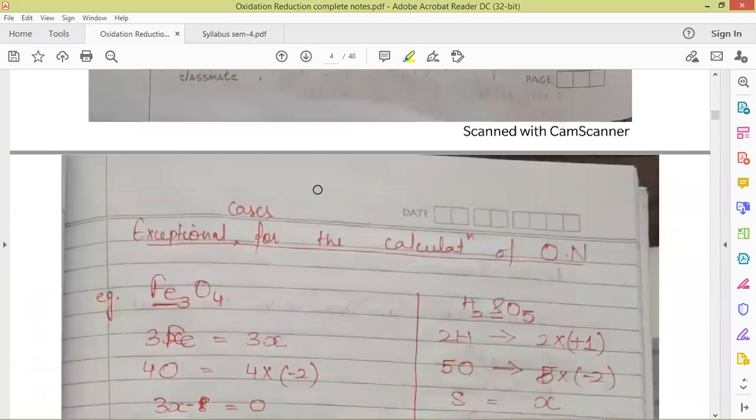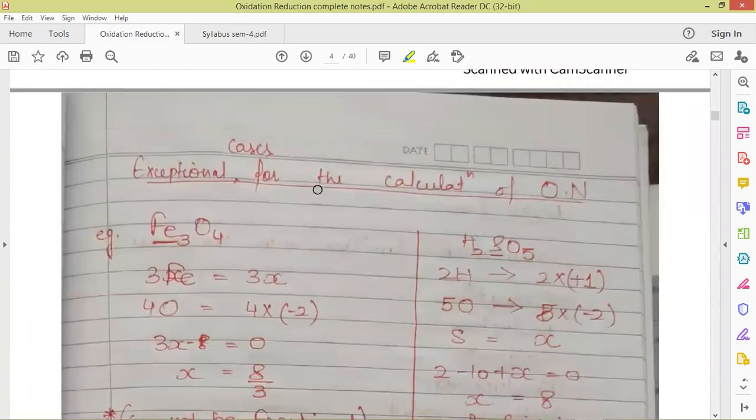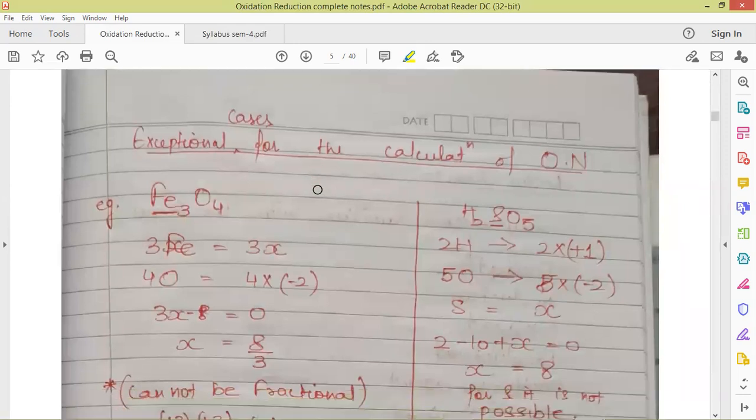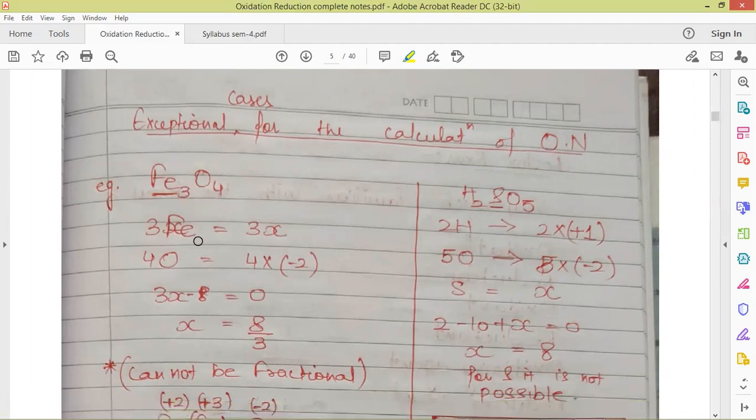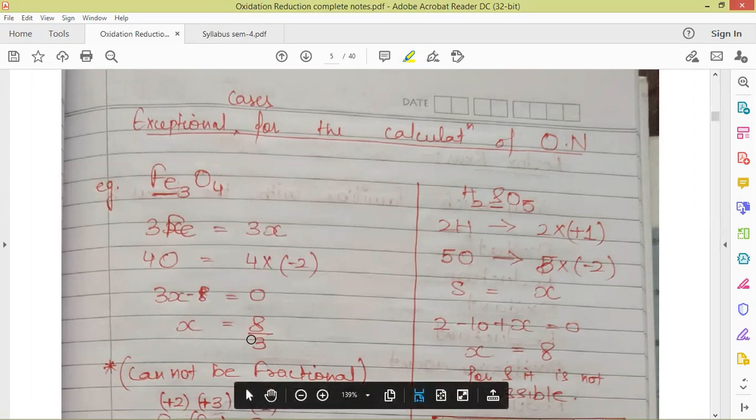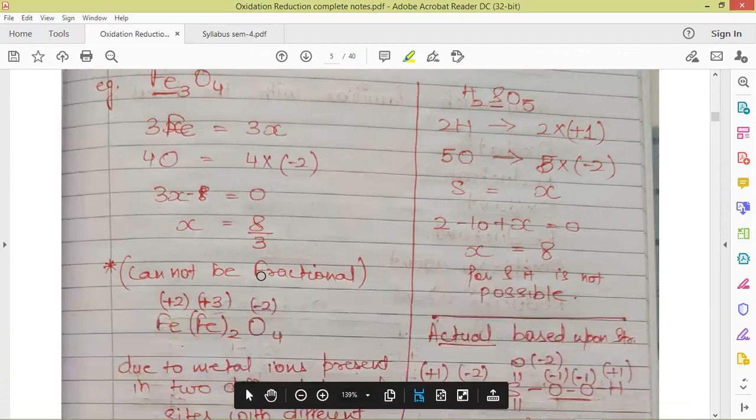Next, these are some of the exceptional cases for the calculation of oxidation number. Let us discuss these also. Here it is Fe3O4. If we apply the simple formalism, 3 Fe are there, so it is going to be 3x plus 4 into -2. So 3x minus 8 is going to be equal to 0. Here x comes out to be 8/3, but oxidation number can never be fractional.